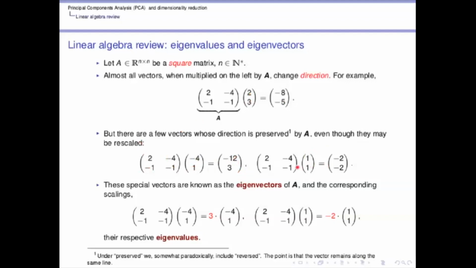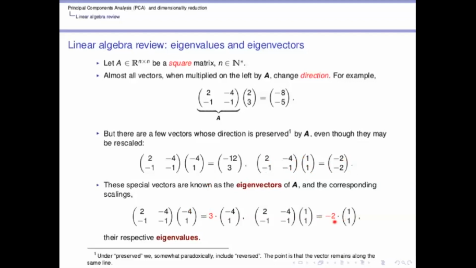If we multiply this through, then we get -2. Let's just do it with one of them. So 2 times 1 minus 4 times 1 is -2, and the second one is 1 times -1 plus -1 times -1, which is again -2, a multiple of 1. So we can rewrite the whole thing one more time as the original vector times 3, and in this case as the original vector times -2.